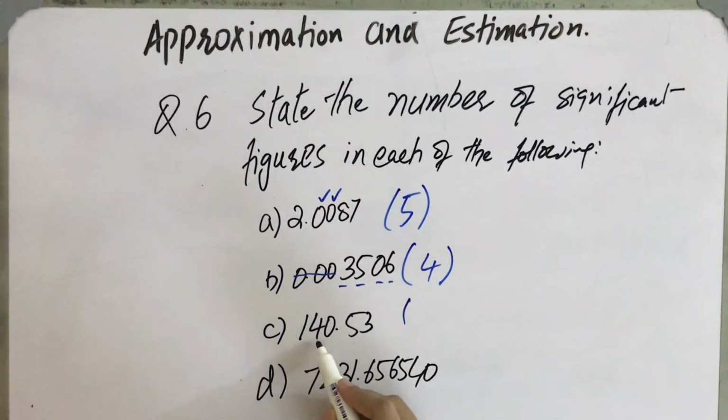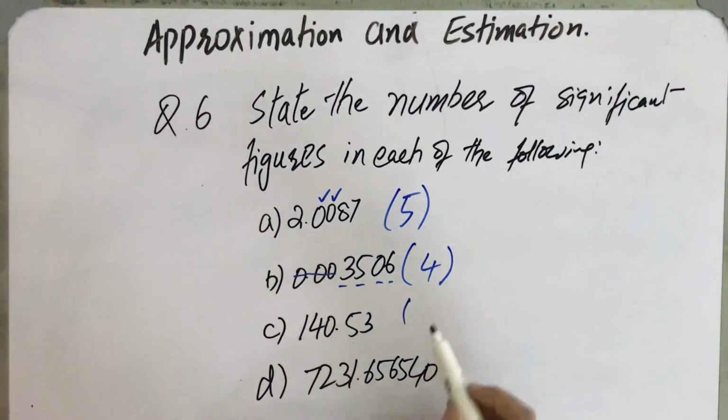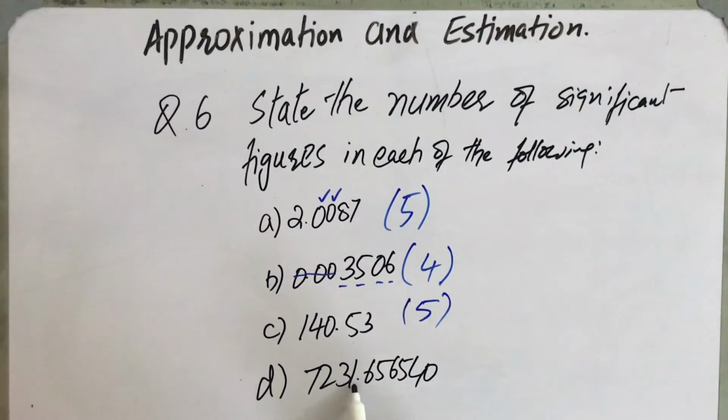Here we have 1, 2, 3, 4, 5. As this 0 is between non-zero numbers, in total we have 5 digits. Here we have 1, 2, 3, 4, 5, 6, 7, 8, 9, 10. We shall count this last 0 as significant because it is written in the question, so it is significant.